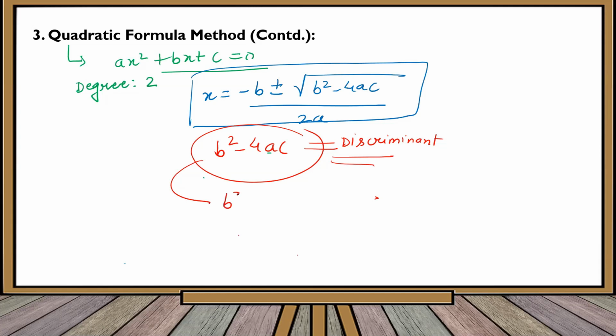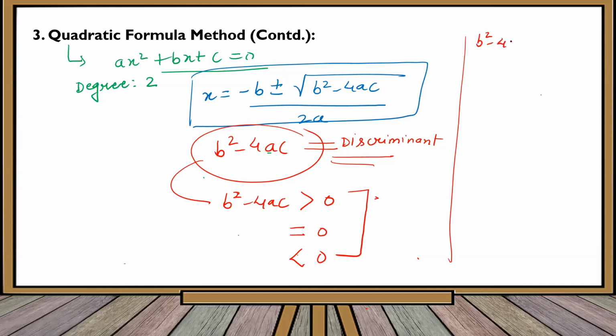Now this discriminant b square minus 4ac can be greater than 0, equal to 0, or less than 0. So there are these three possibilities. Whenever b square minus 4ac is greater than 0, for example 20, 30, 64, anything greater than 0, the roots will be real numbers, and they will be distinct. Distinct means there will be two different roots. Okay, this is condition number 1.